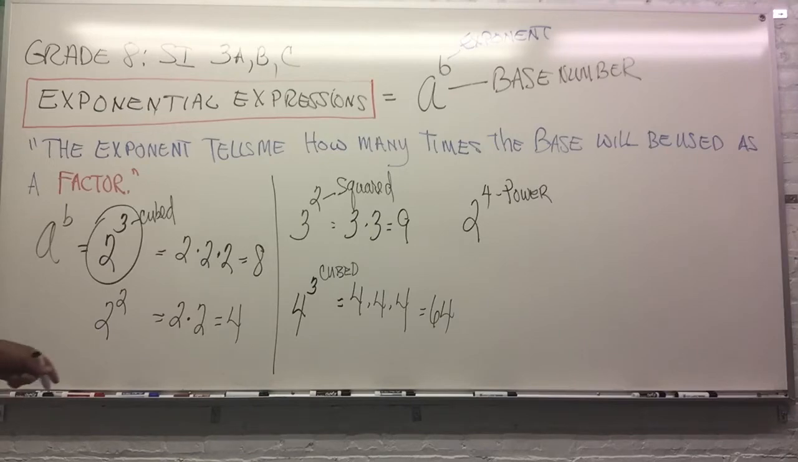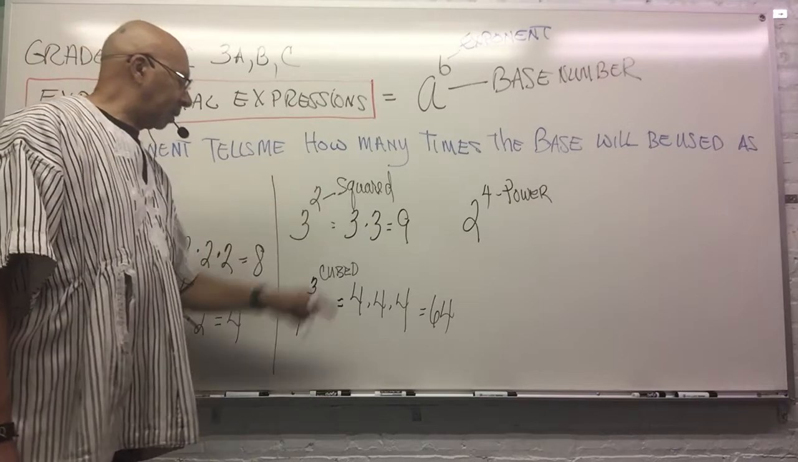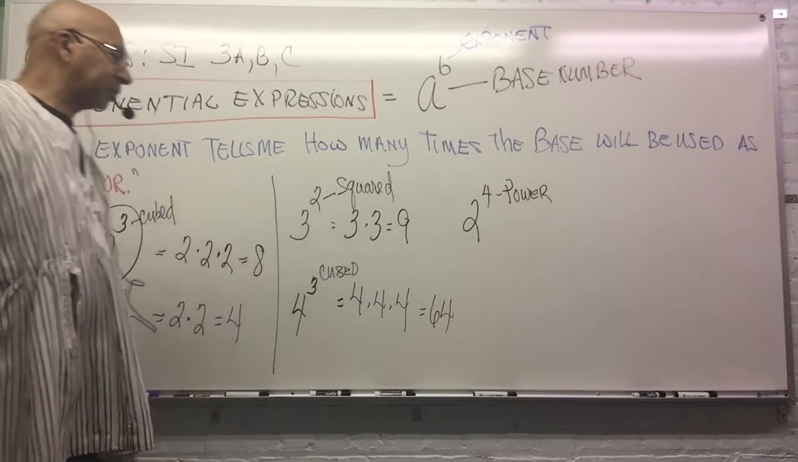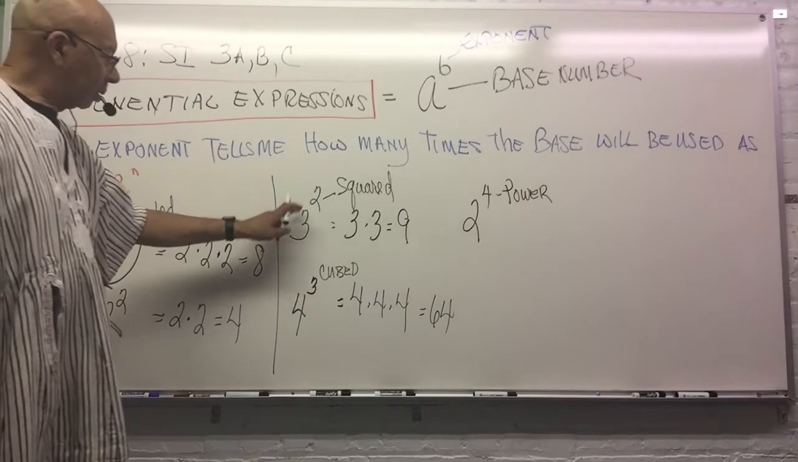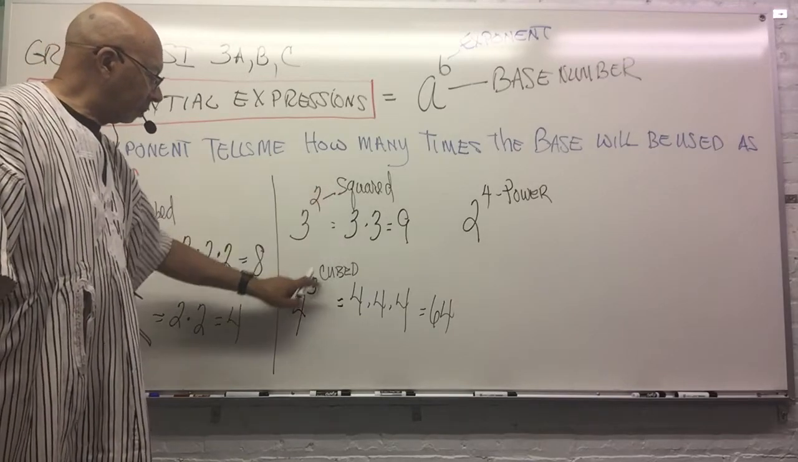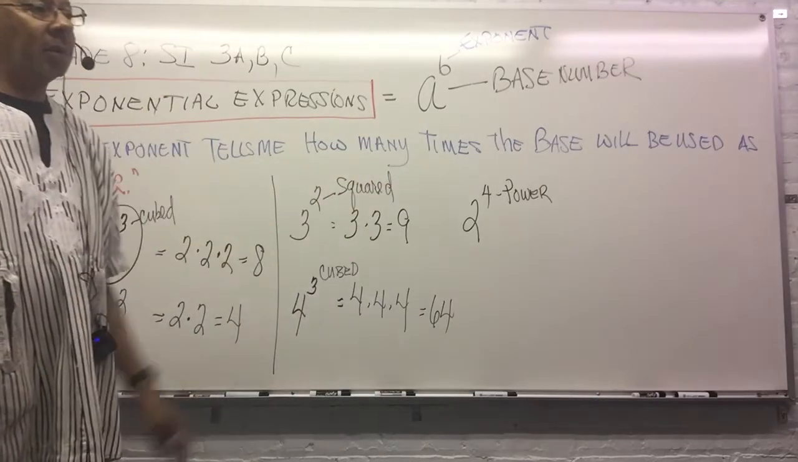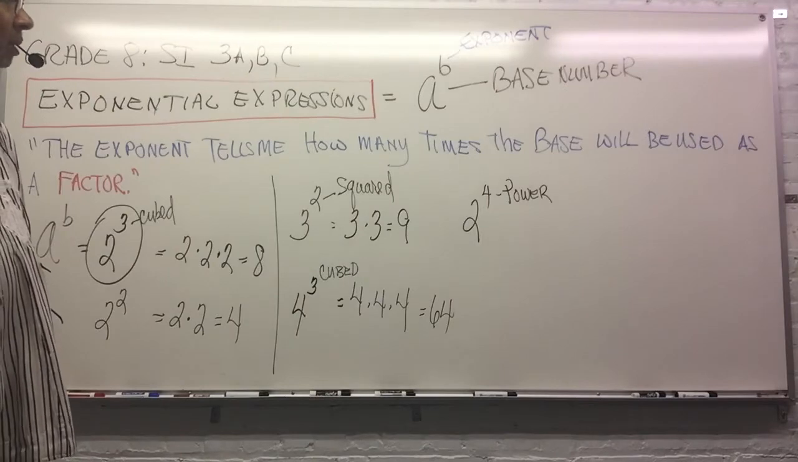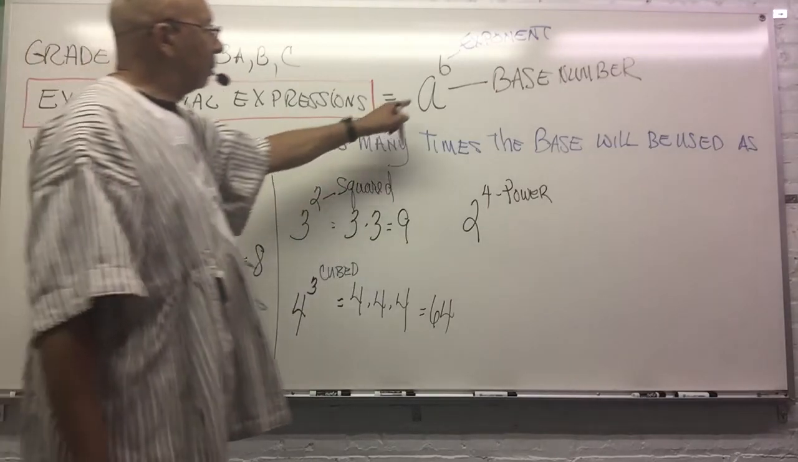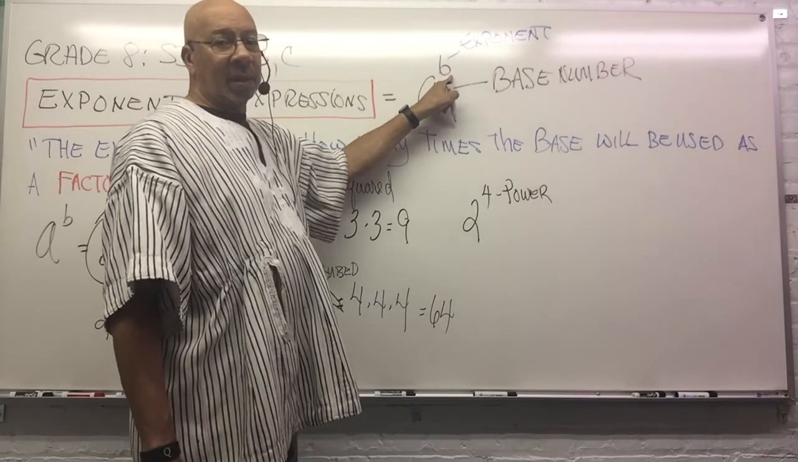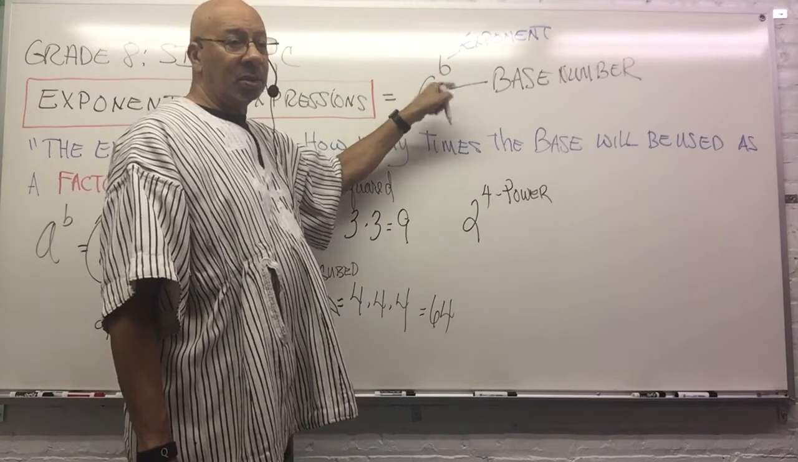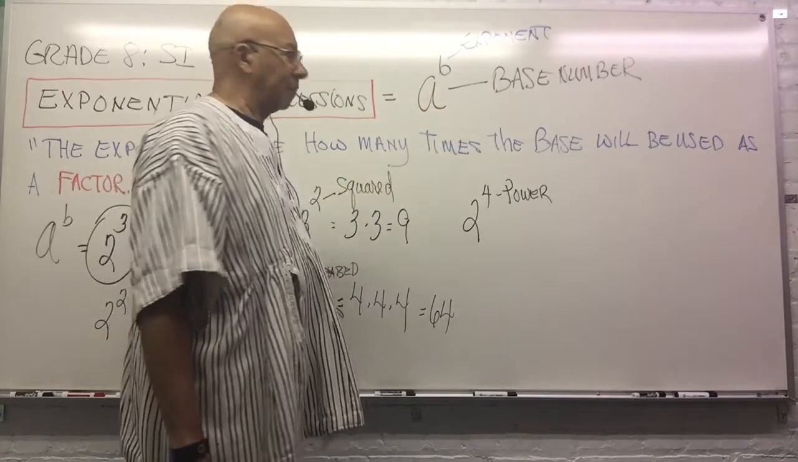So the number 2 is called squared. Number 3 is cubed. So we have the second power or squared, third power or cubed, and then others are just powers. So what it means now is the base number and the exponent tells me how many times that base number will be used as a factor.